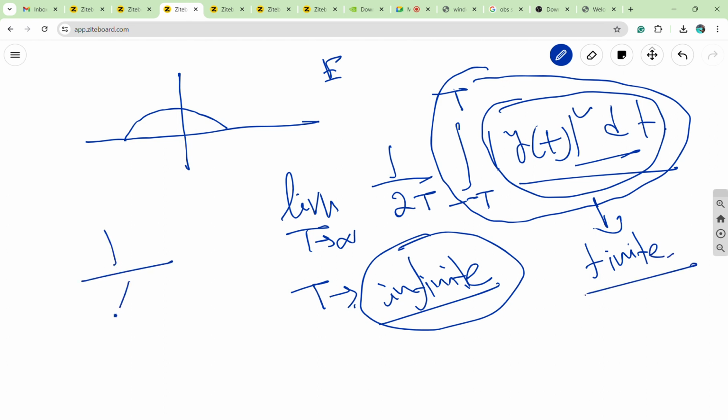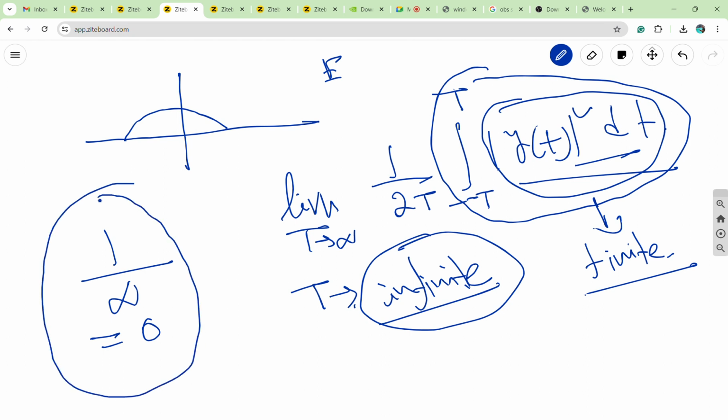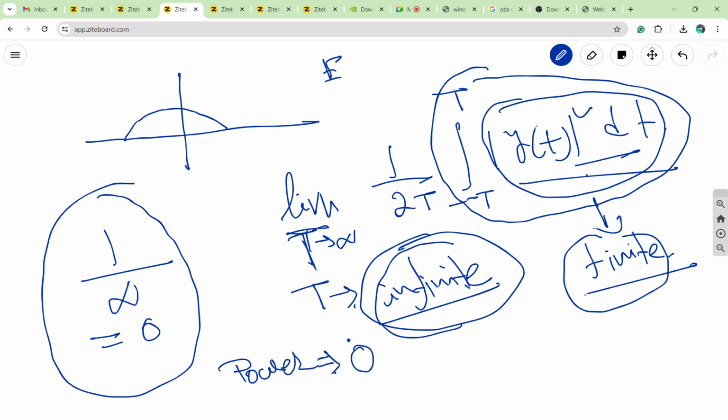So something divided by infinite equals 0. The numerator is finite and the denominator is infinite, because t tends to 0 here. The limit is t tends to 0. That's why, if I ask what is the power of the energy signal, that is 0.